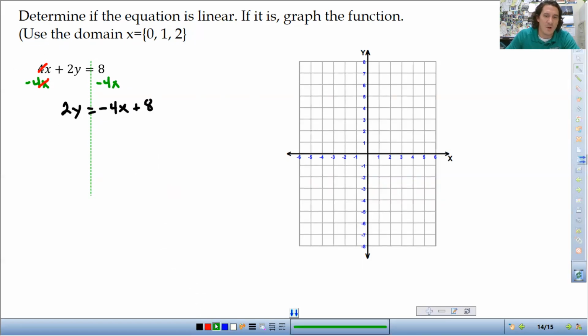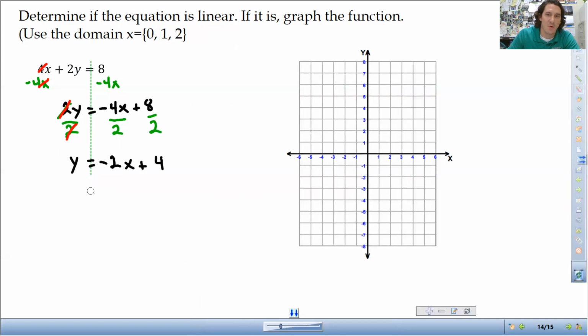And then I'm going to eliminate the 2 by dividing everything by 2. Divide everything. So the 2's cancel out. I meant to cross that out in red. So the 2's cancel out, and I get y is equal to negative 4 divided by 2 is negative 2, plus 8 divided by 2 is 4. So here is the function that I'm graphing.